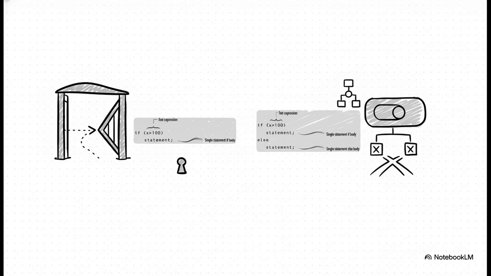On the left, that's our one-way street, the simple if statement. But on the right, we've added one little word, else, and suddenly it's not a gate anymore. It's a switch. The computer now has a mandatory choice. If the condition is true, do this. Otherwise, you have to do that.